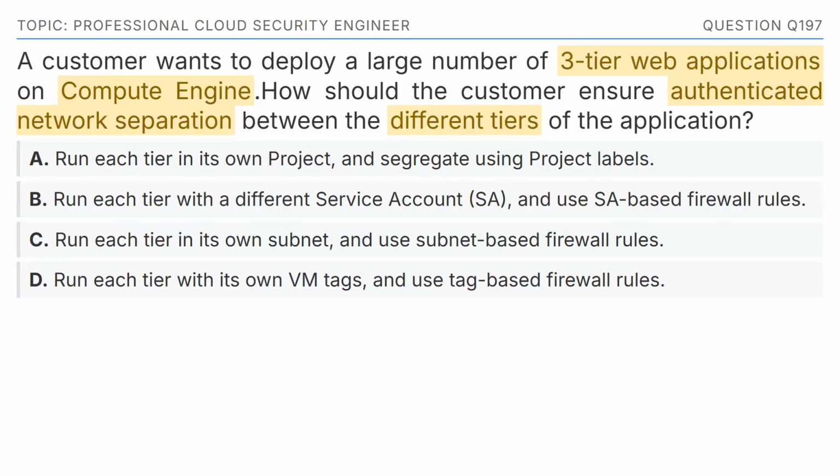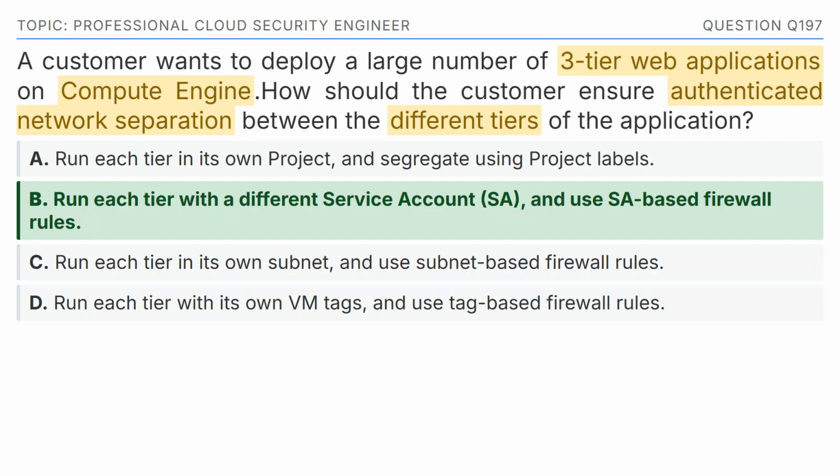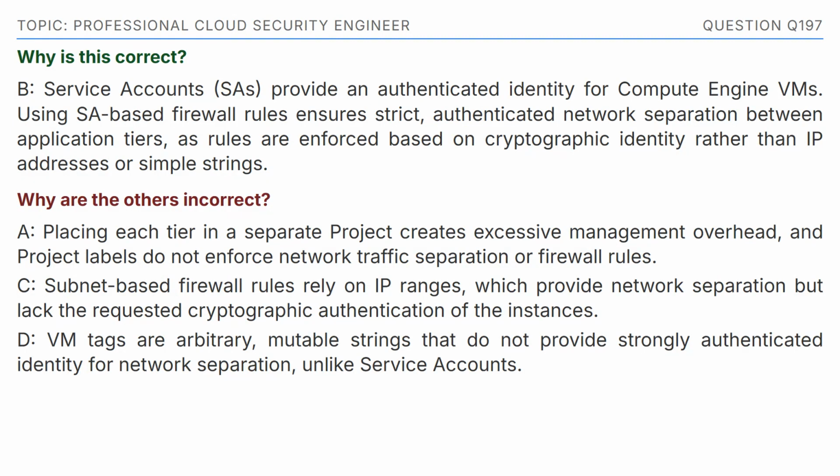To arrive at the correct answer, we focus on the keywords: 3-tier web applications, Compute Engine, authenticated network separation, different tiers. The correct answer is option B, run each tier with a different service account, SA, and use SA-based firewall rules. Why is this correct? B. Service accounts, SAs, provide an authenticated identity for Compute Engine VMs. Using SA-based firewall rules ensures strict, authenticated network separation between application tiers, as rules are enforced based on cryptographic identity rather than IP addresses or simple strings.